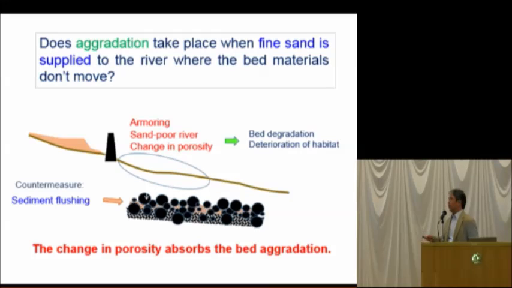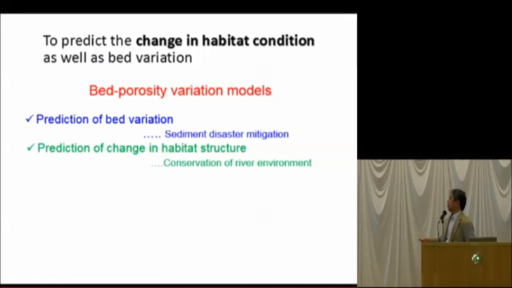Before, we assumed constant porosity in the bed variation model. We cannot analyze such a phenomenon. So we need a new idea for the bed variation model. That is my point. And also, if we can predict the change in habitat conditions as well as bed variation, maybe this is very important additional information from the aspect of the conservation of the river environment.